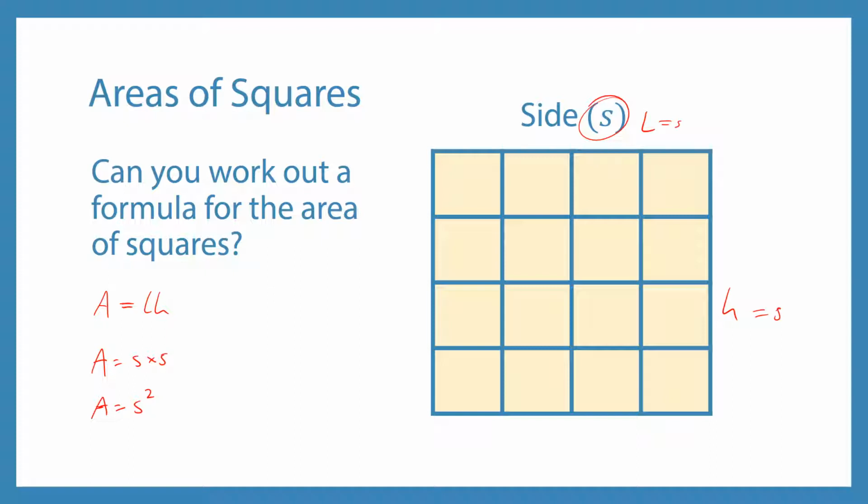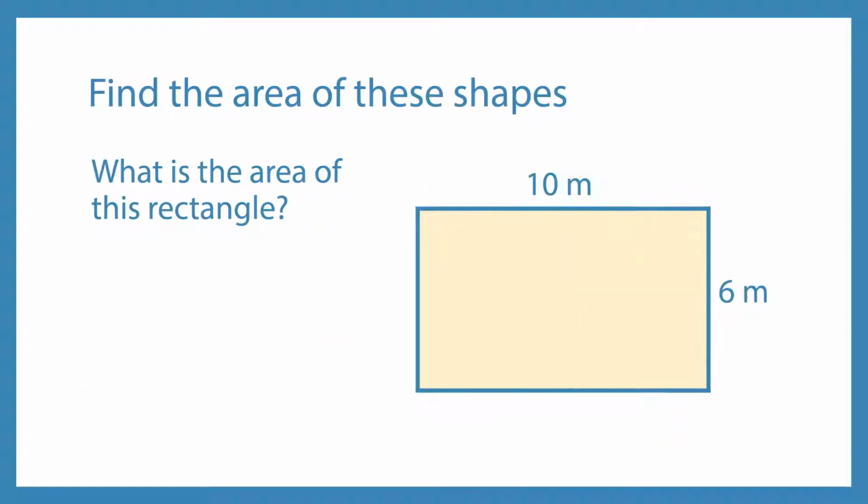So we could check that. If we had the square from before, which was 4 by 4, if we did A equals 4 squared, we're going to get 16, which is the number that we got. So this here is the formula for the area of a square. So now I'm going to ask you to use those formulas to work out the areas of these shapes.